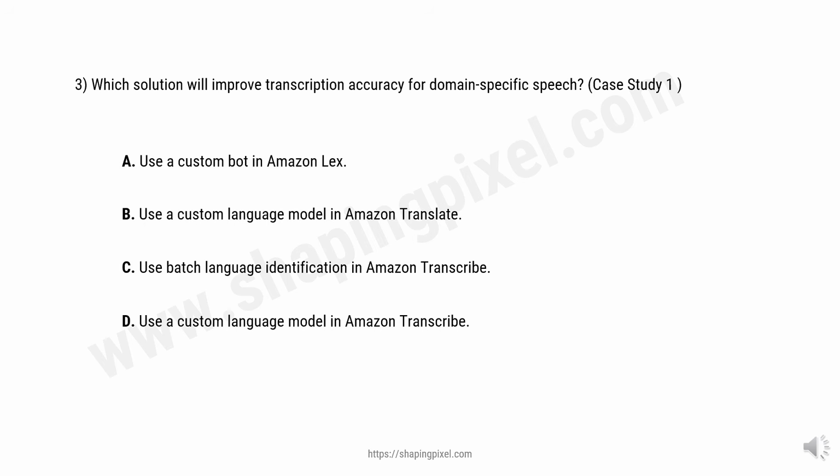Question number 3. Which solution will improve transcription accuracy for domain-specific speech? Option A, use a custom bot in Amazon Lex. Option B, use a custom language model in Amazon Translate. Option C, use batch language identification in Amazon Transcribe. Option D, use a custom language model in Amazon Transcribe. And the correct answer is option D, use a custom language model in Amazon Transcribe.